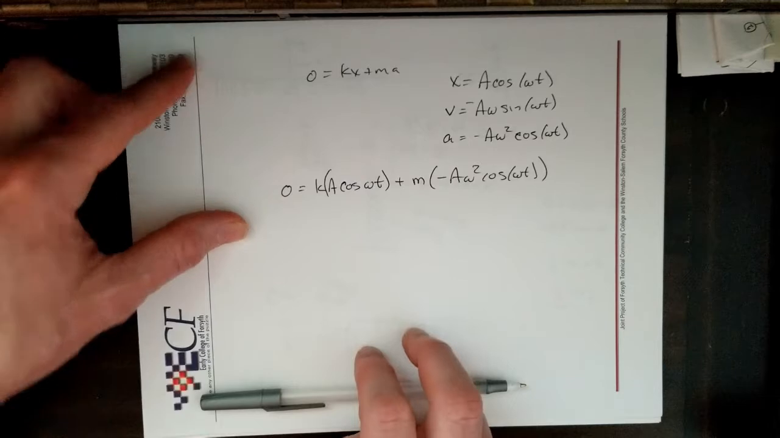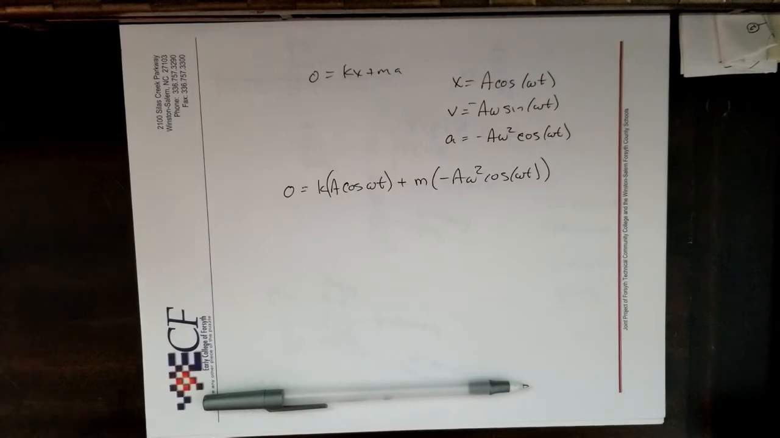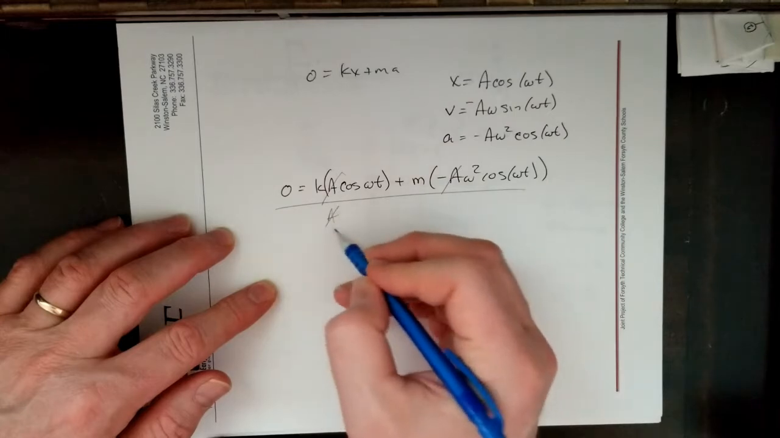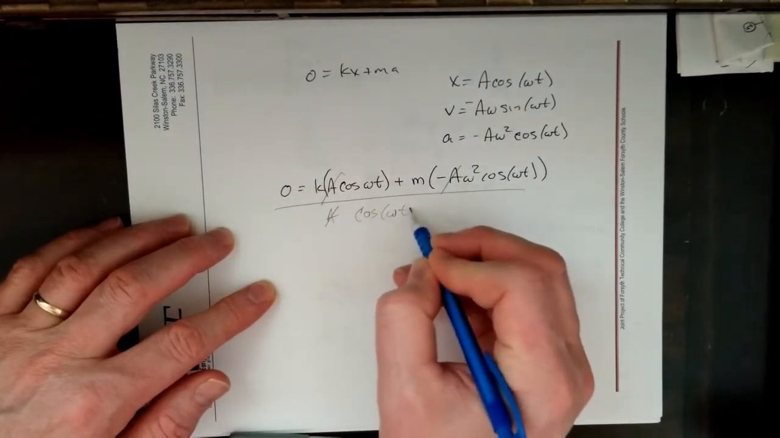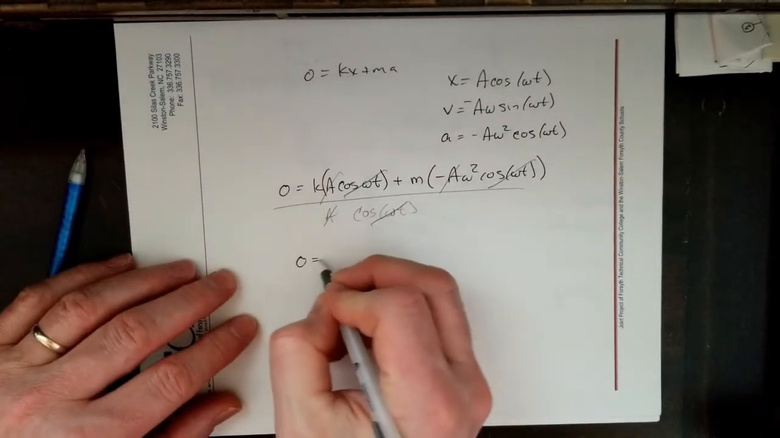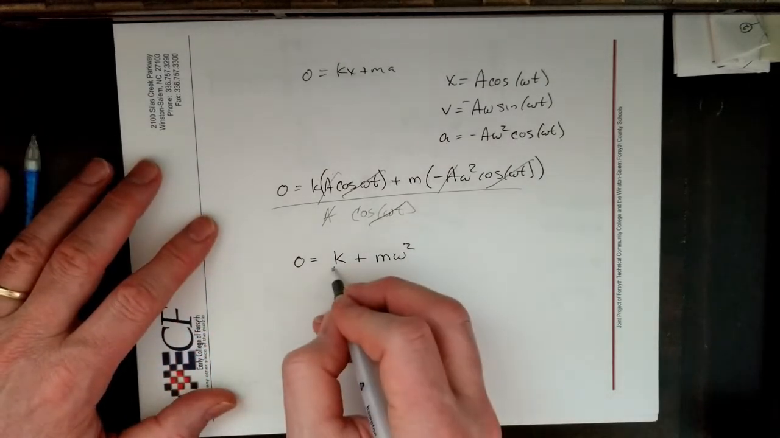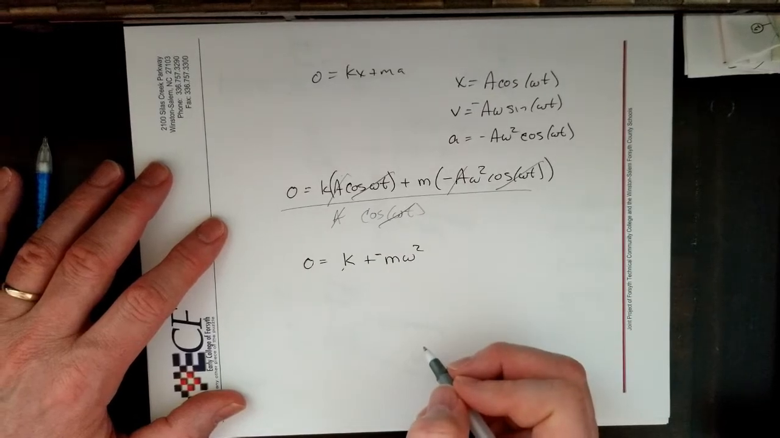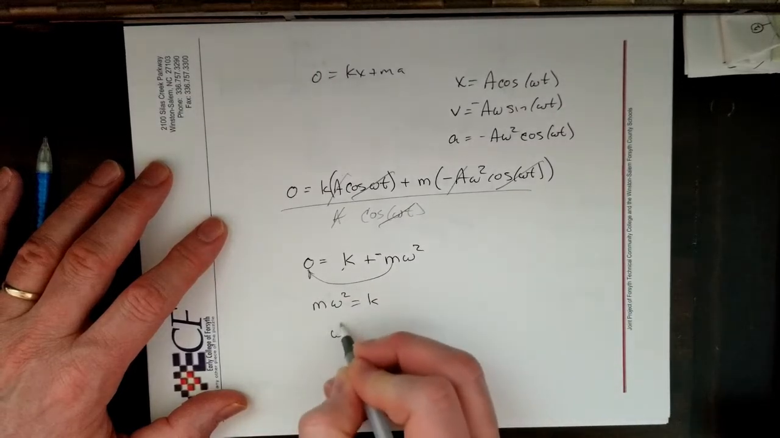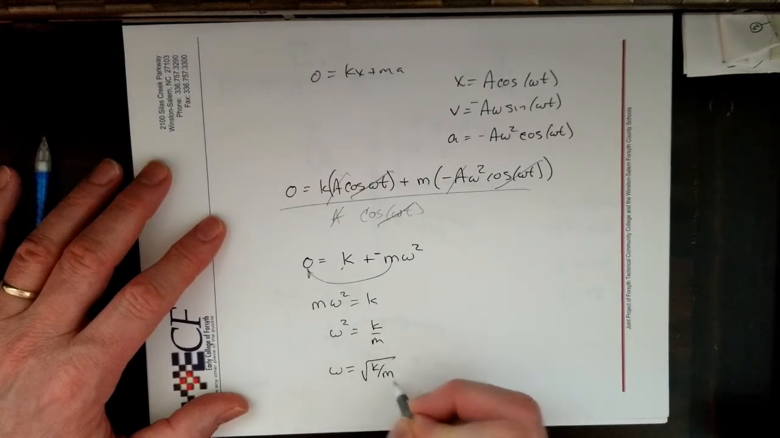I now look at my factors and what can I cancel out? Well, I've got a couple things that will cancel out here. I can divide everything by A, and the A's cancel out. I can divide everything by cosine omega t, and cosine omega t cancels out. And what I'm left with is 0 equals k minus m omega squared. Bringing this over here, I have m omega squared equals k, omega squared equals k over m, omega equals square root of k over m.